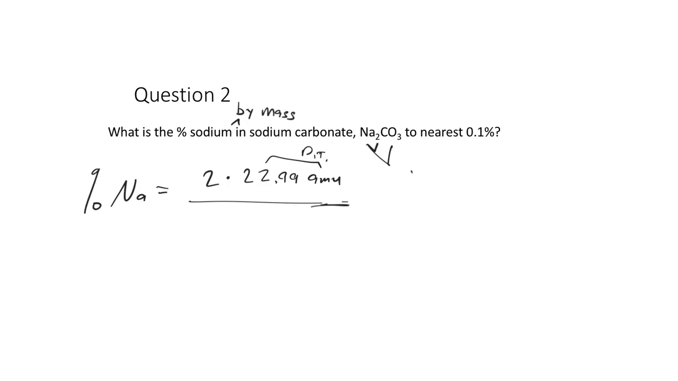This gives me the formula weight for the compound, which is 105.99. So we're taking the fraction of mass that's sodium, divided by the total mass of the whole formula. This will tell me that the percent by mass that's sodium should be 2 times 22.99 divided by the formula weight. This would be 43.4% to the nearest tenth of a percent.